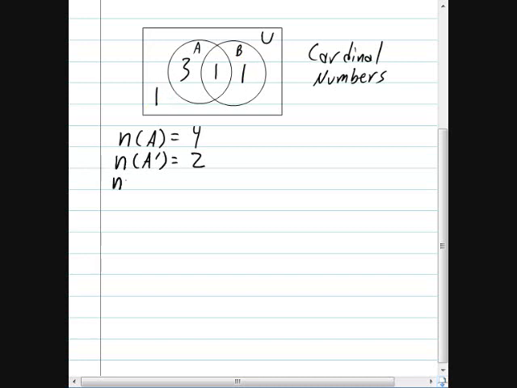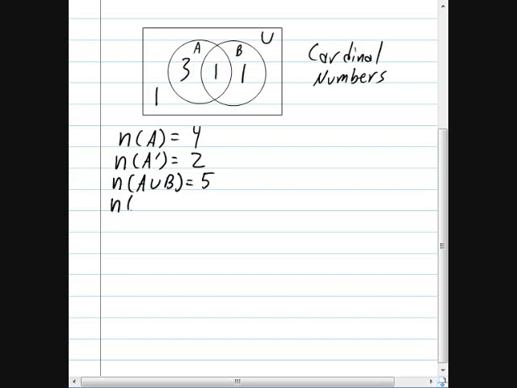We could ask for the number of elements in A union B. Here the answer is 5, because we're adding up the 3 elements here, plus the 1 element here, plus the 1 element here. If we know how to shade the Venn diagram, then basically we are adding up all the cardinal numbers in the shaded regions.